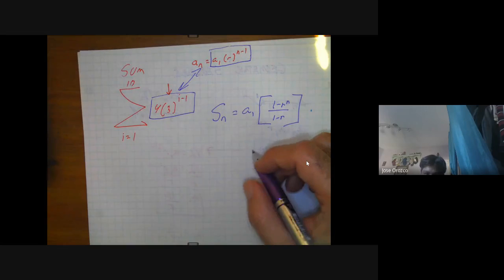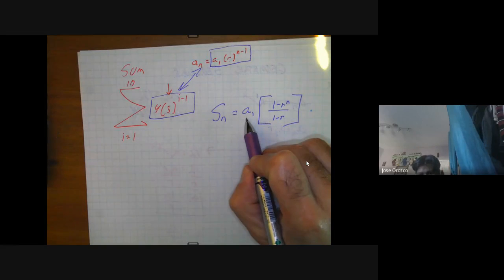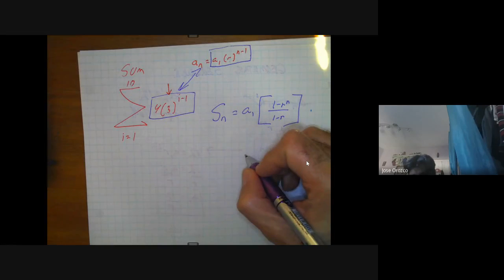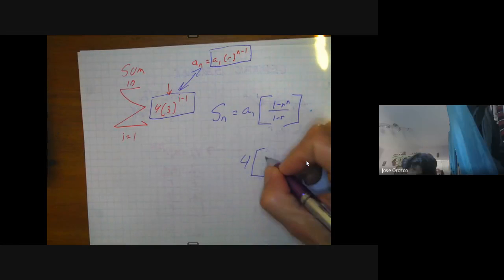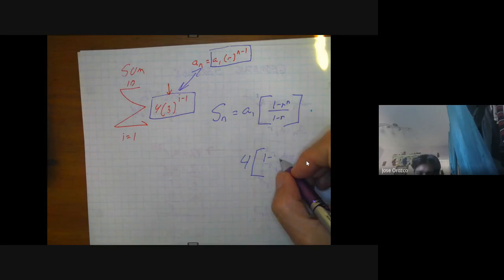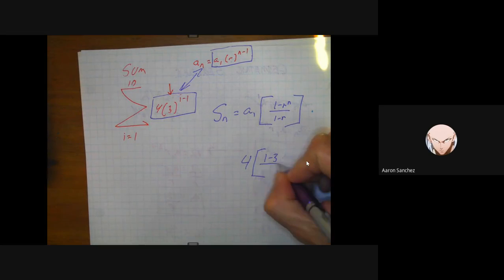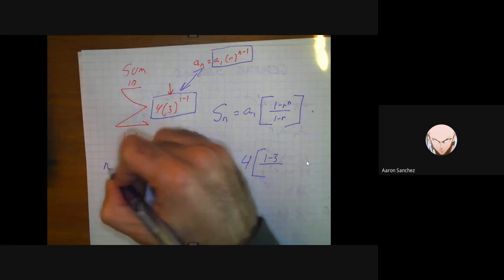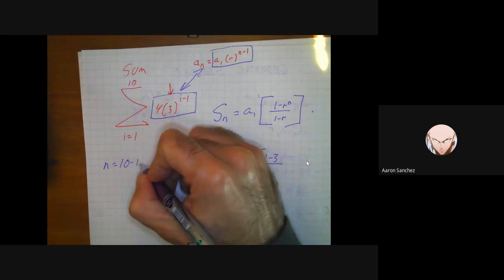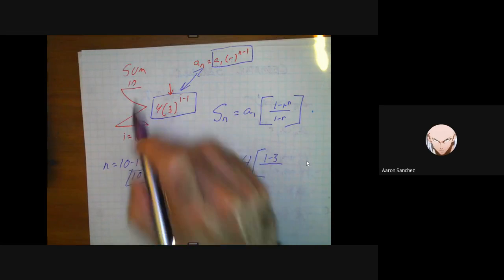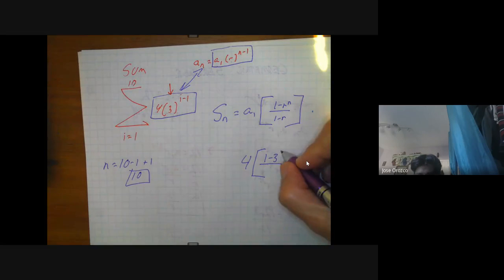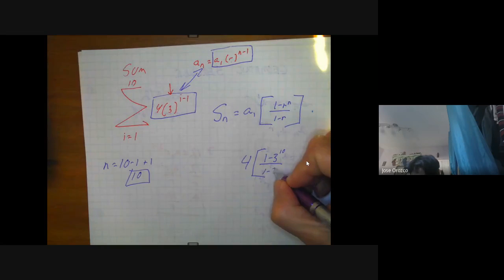So that's what it would be. What do I put in here for my a sub 1? Give me a number. 4. What am I supposed to put in for my r? 3. What do I put for my n? n is the last minus the first plus 1, which is actually going to be 10. So it's going to be 4 times 1 minus 3 to the 10, divided by 1 minus 3. Everyone go and solve that.